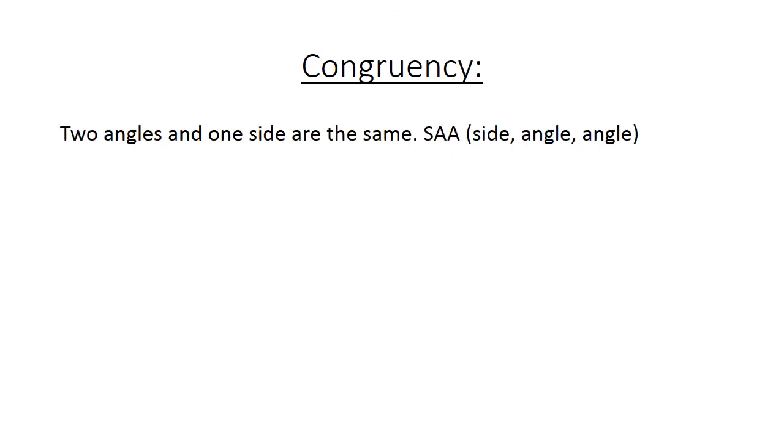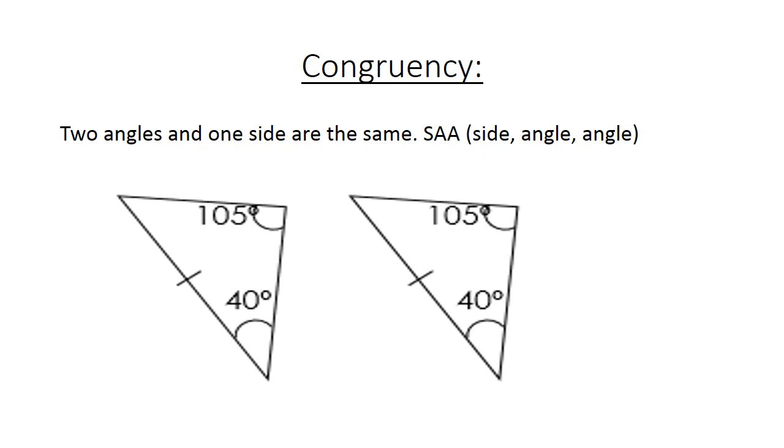Congruency. Two angles and one side are the same, S, A, A. We look for the side first, then we have an angle there, and another angle at the bottom. SAA.